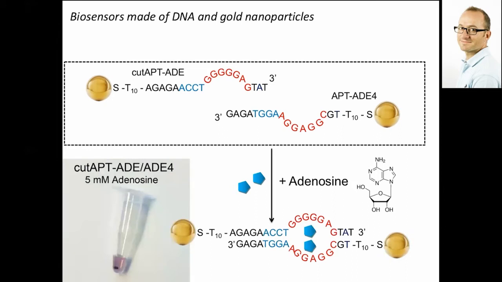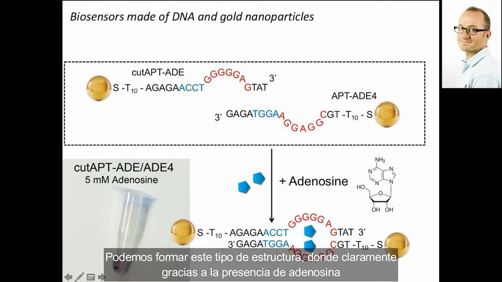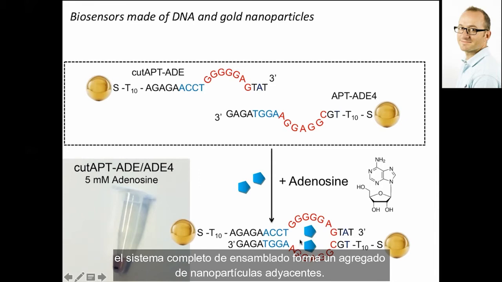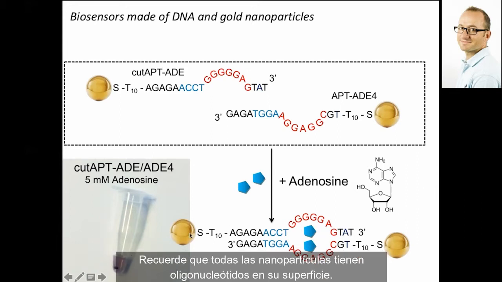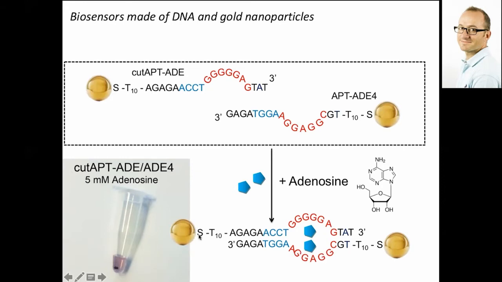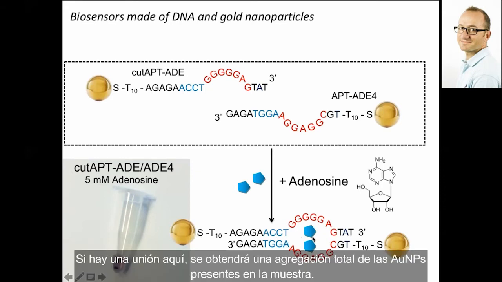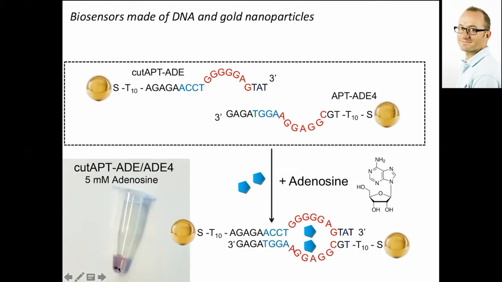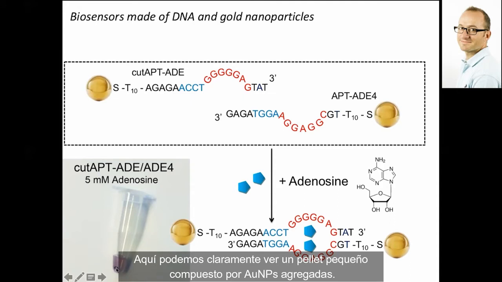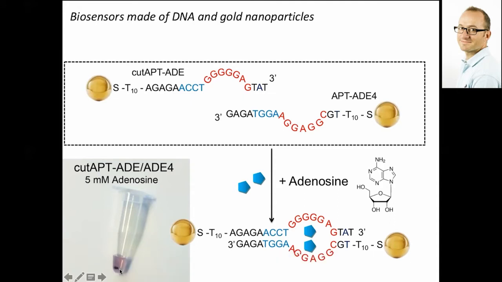By doing so, we can form this structure here. You can see that thanks to the presence of adenosine, the full system will reassemble, okay? And then we can get aggregation of this nanoparticle with other nanoparticles, because don't forget that you get oligonucleotides all the way through the surface of the gold nanoparticle. Then, if there is binding here, you get a full aggregation of all the nanoparticles present in the sample. So here you can see the small pellets made of aggregated gold nanoparticles.